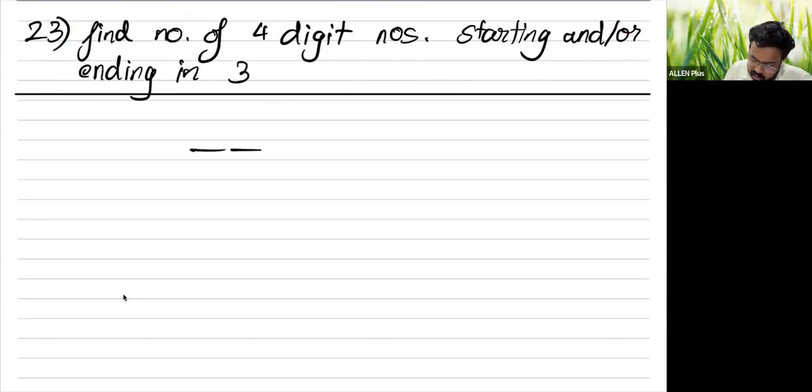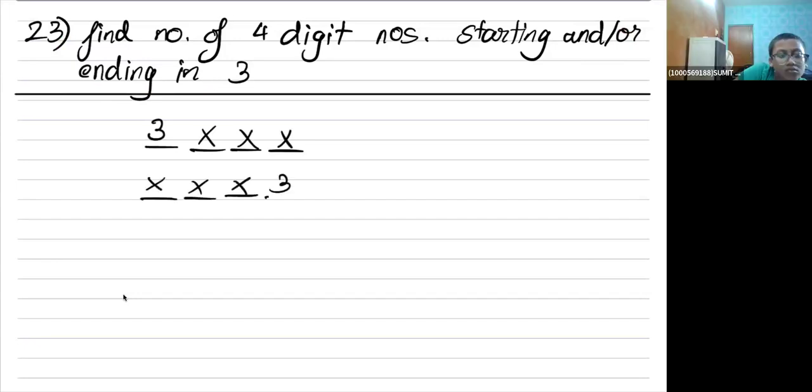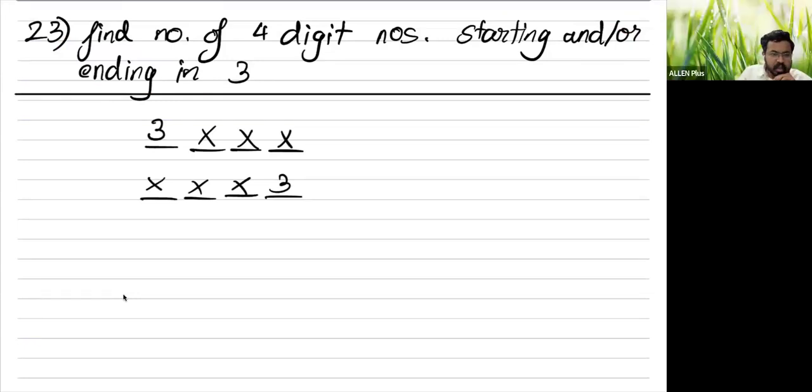23rd. So your number can be either of this form. You have 3x, or you have some numbers x, 3. Okay, this is what is required. Yashraj not correct. Purbayan not correct. Snigdha not correct.